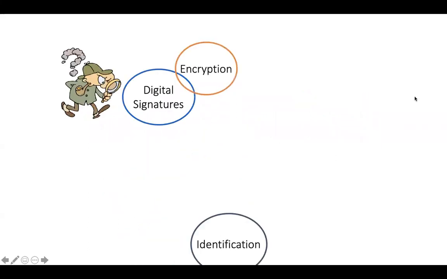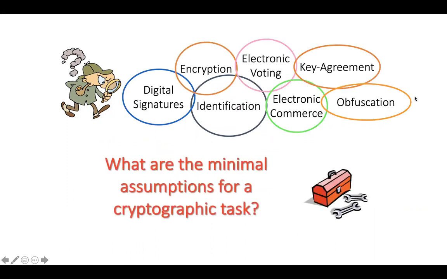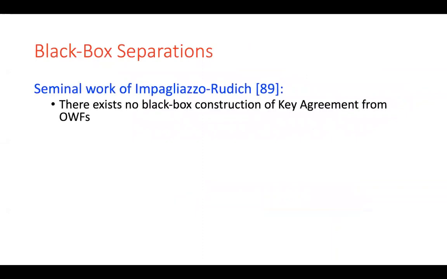A fundamental question in cryptography is to understand what are the minimal assumptions for a cryptographic task. And a powerful tool when we are trying to identify the minimal assumption is a black box separation result. This was initiated in and studied in the seminal work of Impagliazzo and Rudich, where they showed that there exists no black box construction of a key agreement from one-way function. I'm going to talk about what a black box construction is.